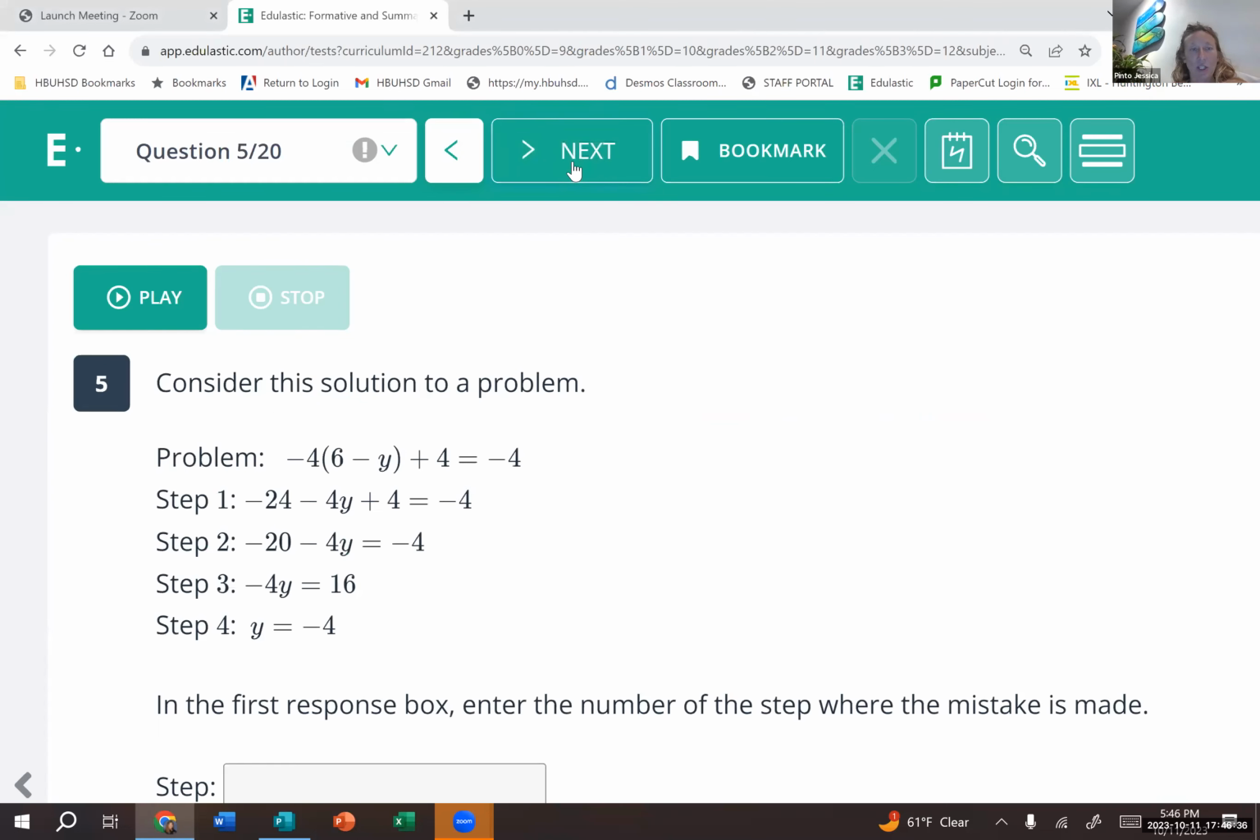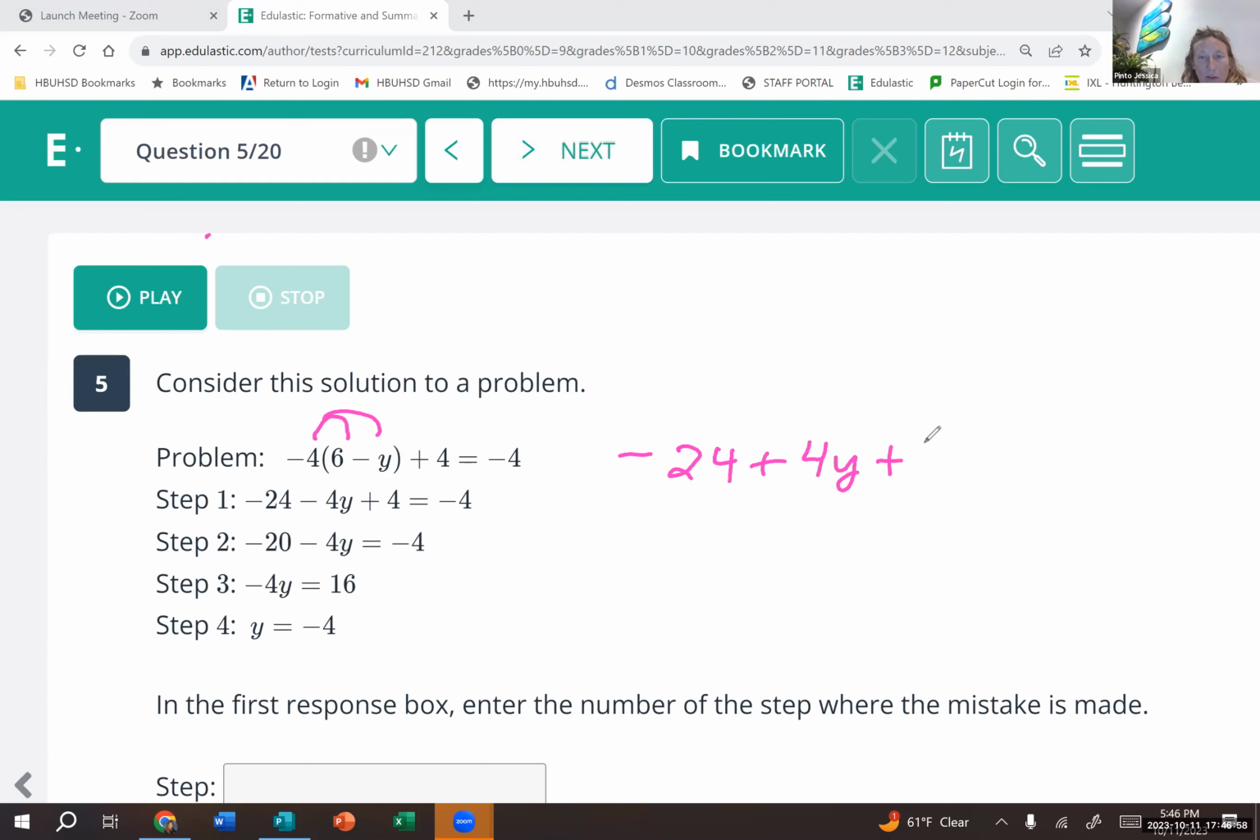So now we're going to get into considering this problem. Whenever we see something like look at their mistake, we always just want to try to do it ourselves. So I'm going to distribute the negative 4. It's going to be negative 24. Negative times a negative, that's going to be positive 4y plus 4 equals negative 4. So if we check step 1, the negative 24, they have a minus 4, we have a plus 4. So the mistake was in step 1.